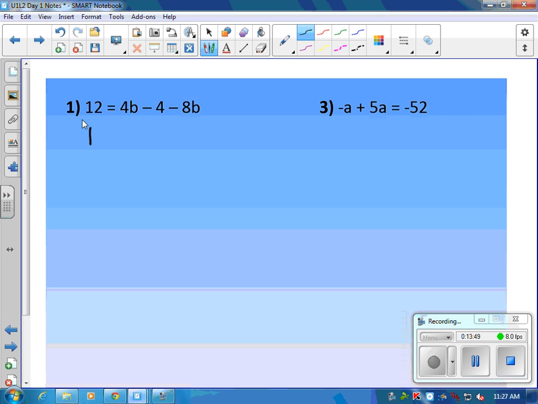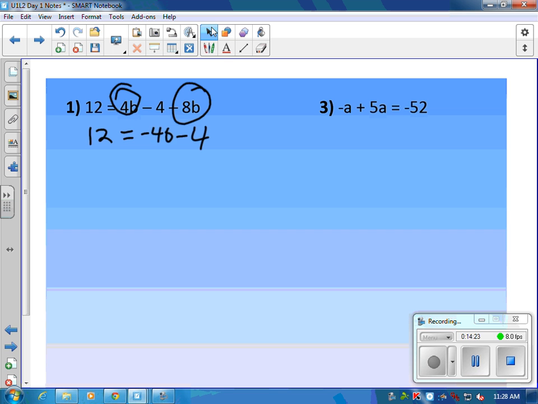Whatever we need to do first, do the first step. Okay, and what did you do there? Combining like terms. Zach saw that we have this 4b and the negative 8b that we can combine together. And he got 12 equals negative 4b minus 4.